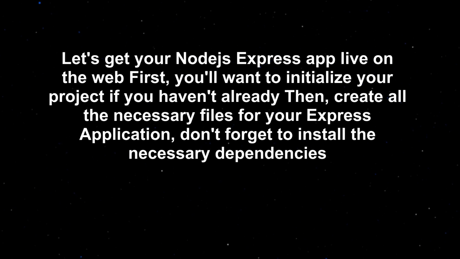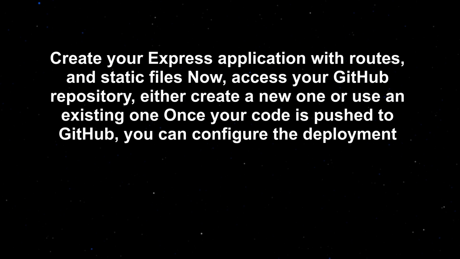Don't forget to install the necessary dependencies. Create your Express application with routes and static files now. Access your GitHub repository. Either create a new one or use an existing one. Once your code is pushed to GitHub, you can configure the deployment.